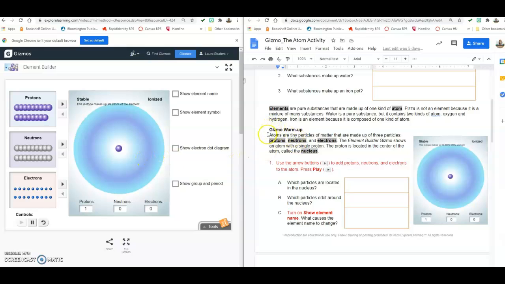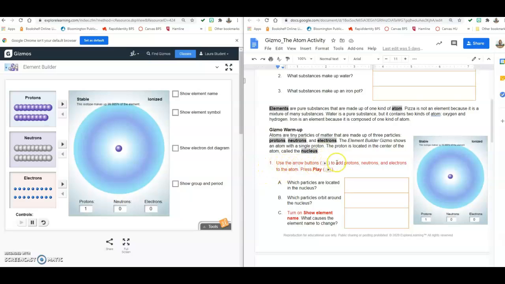And again, follow along as we read through the instructions. Atoms are tiny particles of matter that are made up of three particles: protons, neutrons, and electrons. The Element Builder Gizmo shows an atom with a single proton. The proton is located in the center of the atom, called the nucleus.